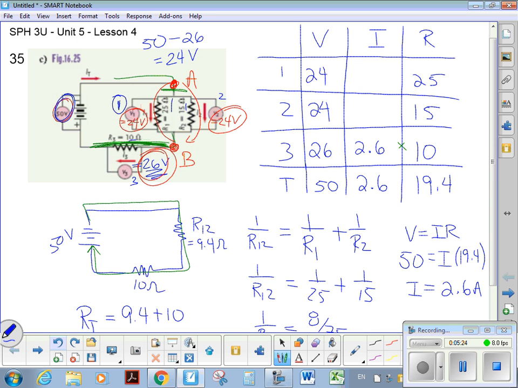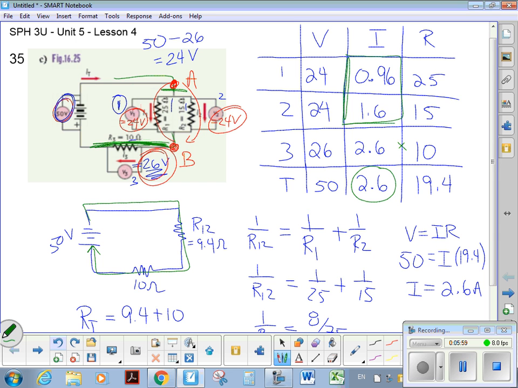So now we just do our calculation. 24 divided by 25, I'll go with 2 decimals here, is 0.96. 24 divided by 15 is 1.6. And if you add those together, these two are where the current splits. These two add up to 2.6 if you added them together. They add up to the total current. So the current splits roughly 1 to 1.5.